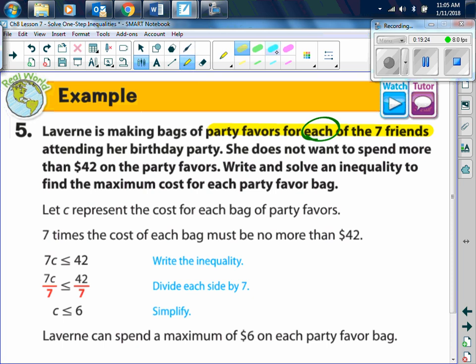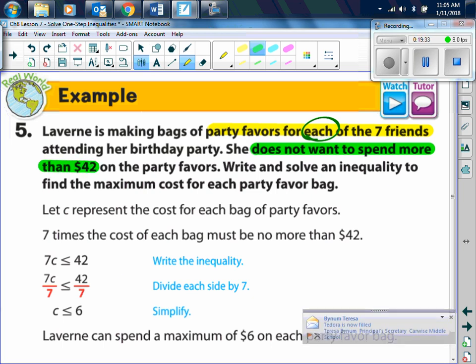Now, looking at some more important information, it says she does not want to spend more than $42. So, what inequality is that? It's going to be less, right? Because she doesn't want to spend more. But can she spend 42? Yes. So that's going to give me the less than or equal to. Is everybody clear how we got that inequality? Yes. Okay. So now we can solve it.